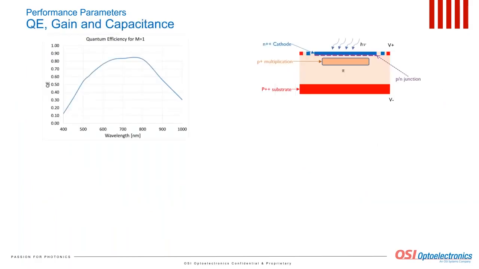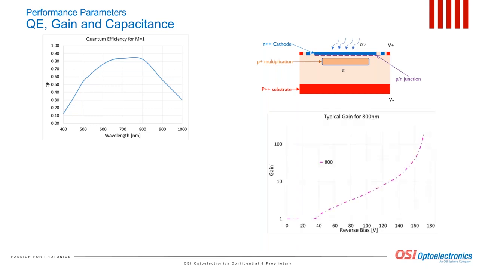The quantum efficiency measured at unity gain for the same structure is shown in the graph to the left. Obviously, this structure was optimized for the wavelength range around 800 nanometers. The gain dependence on the reverse bias at 800 nanometers was obtained using the methods that we just described, and it's shown on this graph to the right.